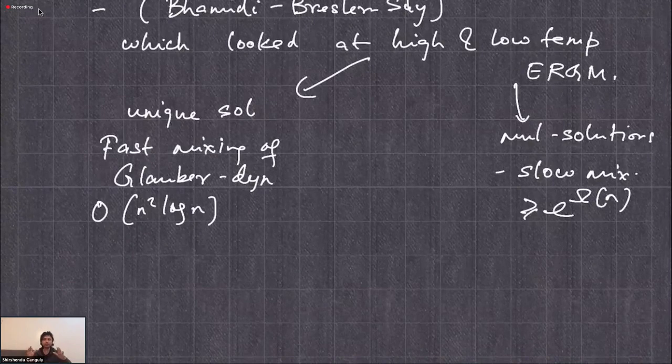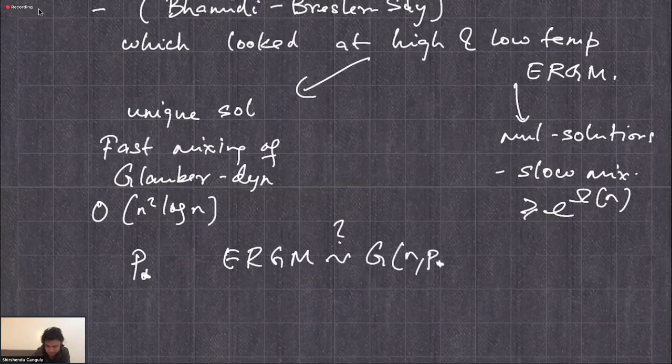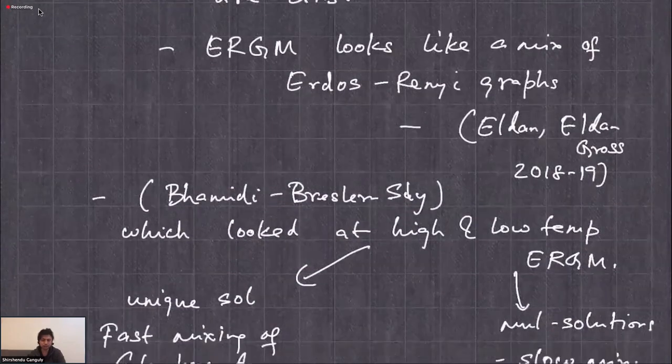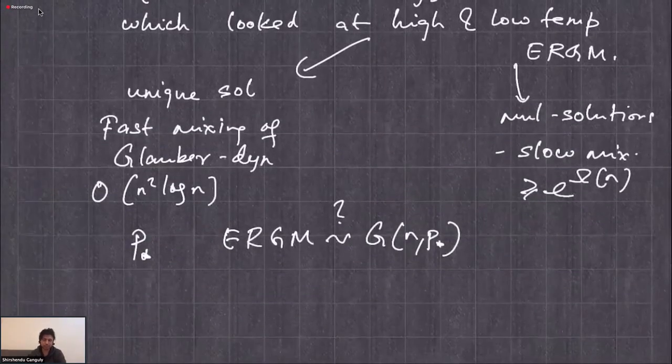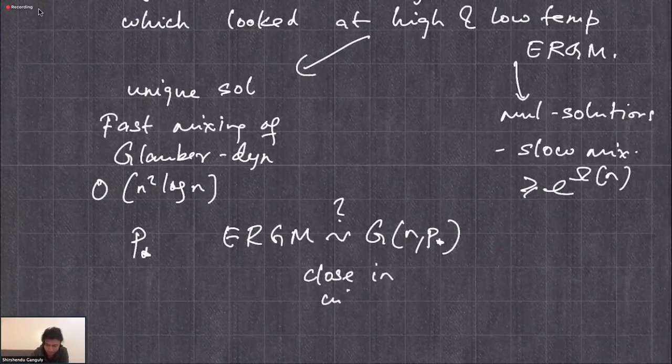So here it says roughly that there is one Erdős–Rényi graph. So there is one p star such that ERGM looks like, okay, one has to talk about what this means. Looks like an Erdős–Rényi graph with density p star, but in what sense? The Chatterjee–Diaconis result, or even the Bhamidi–Bresler–Sly result, tells you that this is close in cut distance.